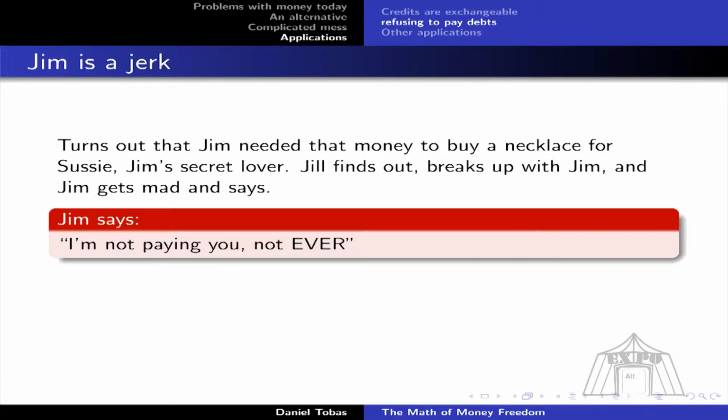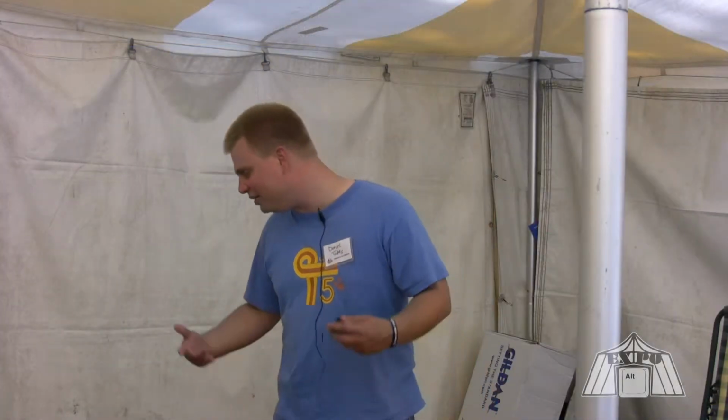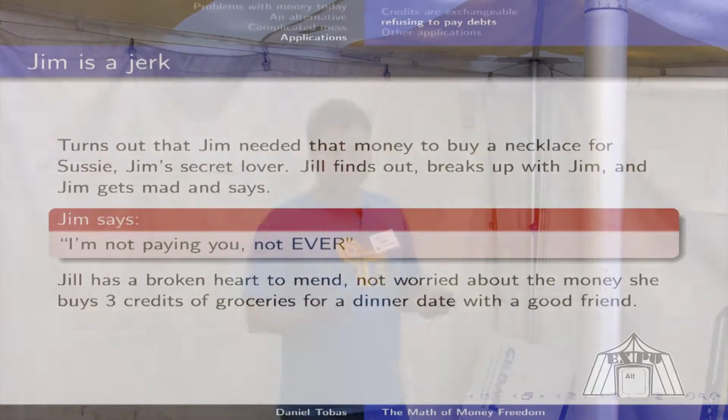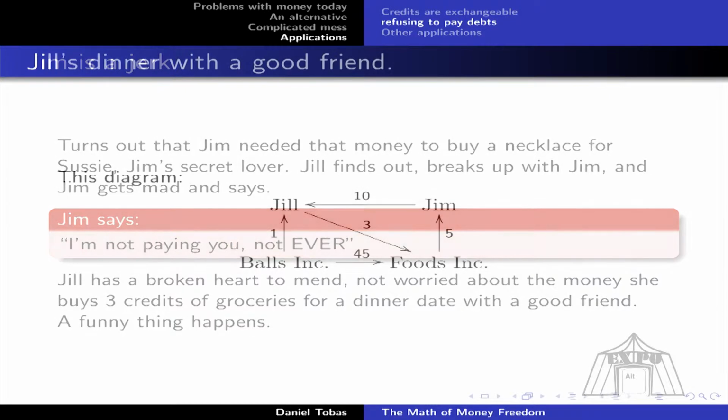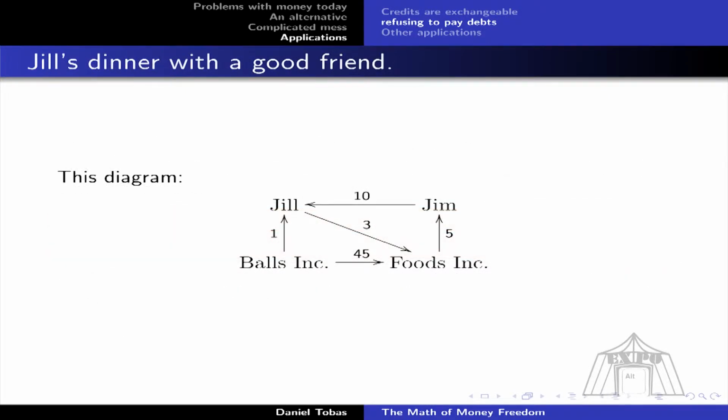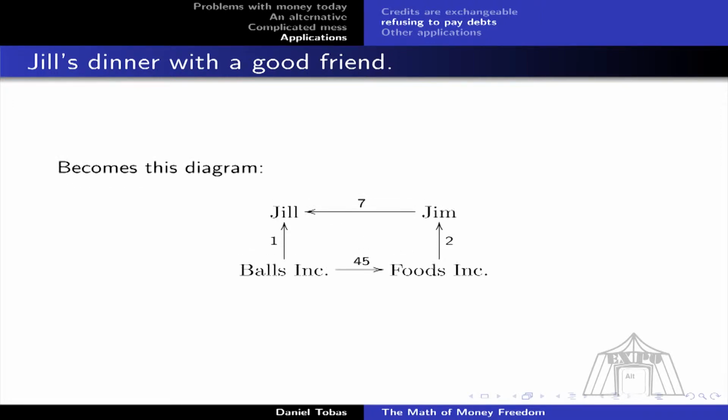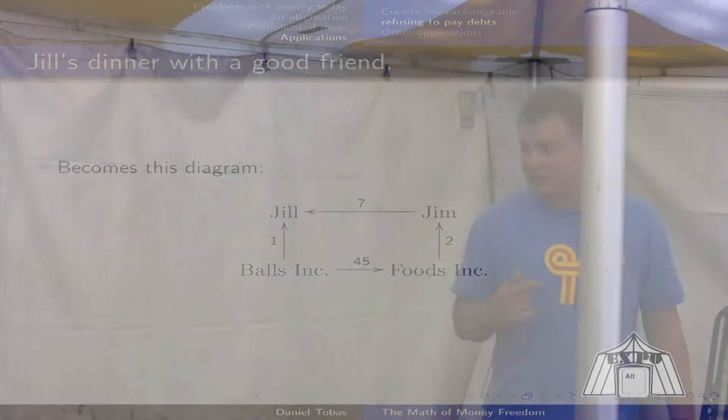Okay, so Jill, with the broken heart, wants to have dinner, let's say dinner, with a good friend, so she goes to the market. She goes to Foods Inc. and buys some food to have this dinner. And a funny thing happens under the system. I have this diagram here and the next diagram, and these two diagrams represent a payment of $3 from Jill to Foods Inc.